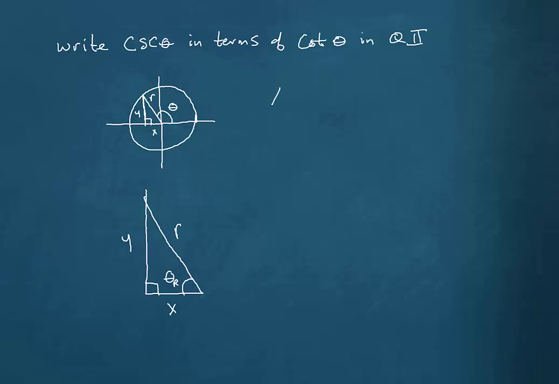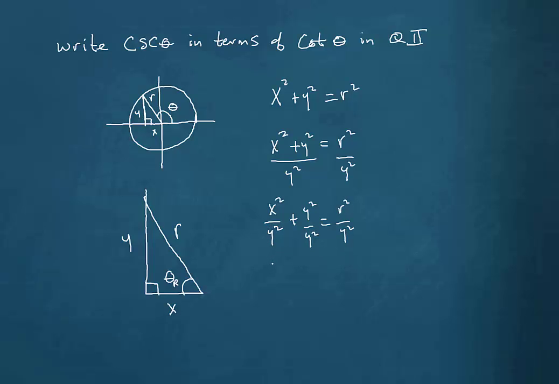We know from the Pythagorean theorem that x squared plus y squared would be equal to r squared. Now if we were to divide both sides by y squared, we'd come up with another way to write this same thing. We would have x squared over y squared plus y squared over y squared is equal to r squared over y squared. And this could be written as (x over y) squared plus 1 equals (r over y) squared.